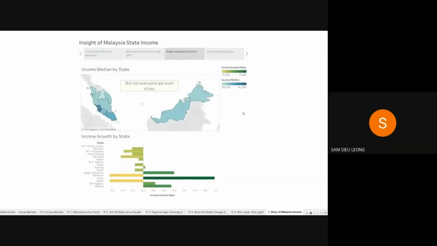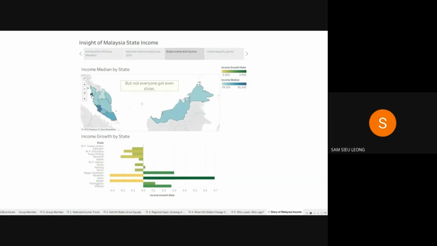Thank you, Jiaming. Next, I will talk about the state income distribution. First, we look into the income median by state. From the map, we can see states like Kuala Lumpur, Selangor, and Pulau Pinang are dark green, showing that they have the highest median income in the country. From here, we can know that the wealth is concentrated in urban areas.